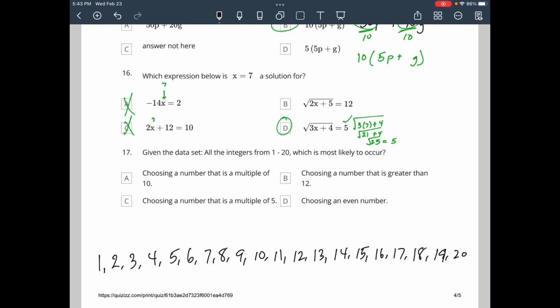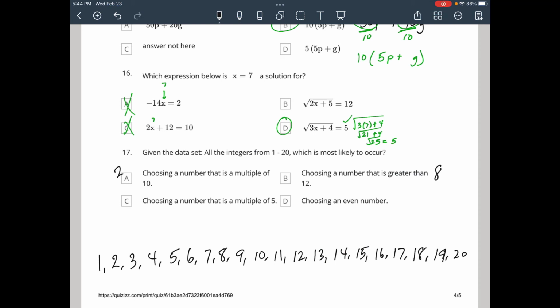Okay, there we go. So if we were to choose letter A, the multiples of 10 are just 10 and 20. Nothing else can be multiplied by 10, right? So that's only 2 numbers if you choose letter A. If I choose letter B, the numbers that are greater than 12: 1, 2, 3, 4, 5, 6, 7, 8. So 8. If we choose letter B, you have 8 choices.